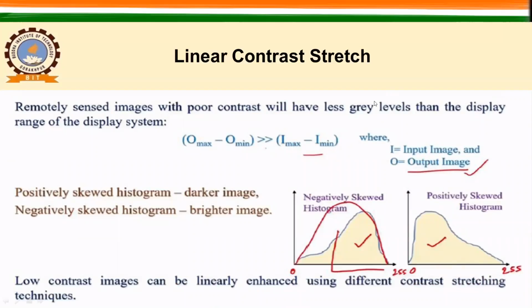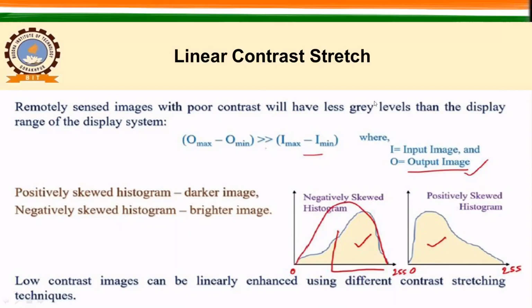If you see here, O max minus O minimum is basically greater than I max minus I minimum, where I is your input image and O is the output image, right? So if this is the condition, what will happen? The output range will be greater than the input, so the range will be more in the output image. So there is a concept called positively and negatively skewed histogram.